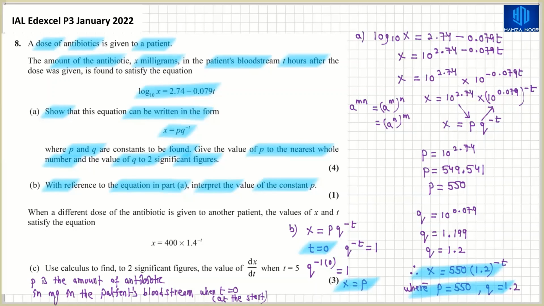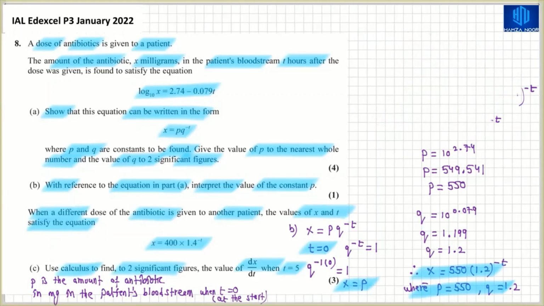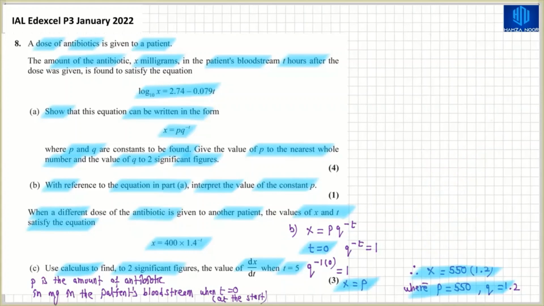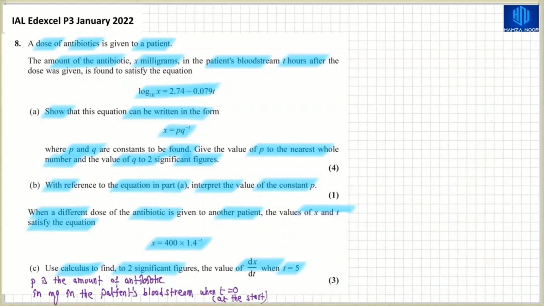So now let's move on to part C. Before part C, we have some information that when a different dose of the antibiotic is given to another patient, the values of x and t satisfy the equation x is equal to 400 multiplied by 1.4 raised to the power minus t. So the requirement of part C is to use calculus to find, to two significant figures, the value of dx over dt when t is equal to 5. So I'm going to erase the working of part A and B so we can do the working for part C on a fresh page.